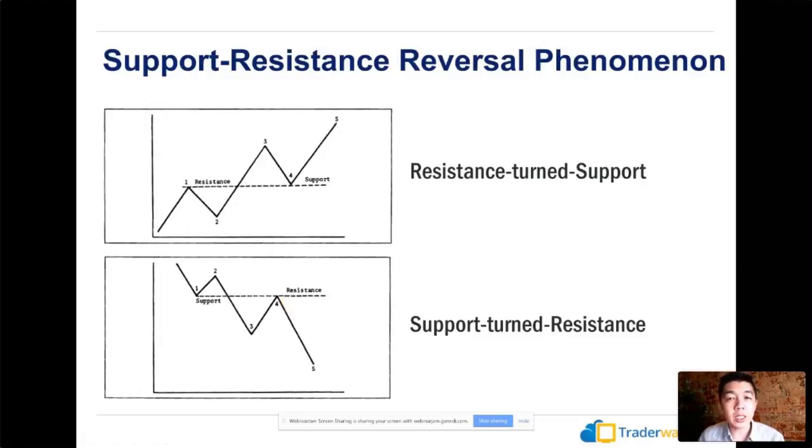Okay, so basically these are the two main things that I will need you to recap and to understand, because the strategies that I'll be sharing with you later will be mainly based on these two price action phenomena.